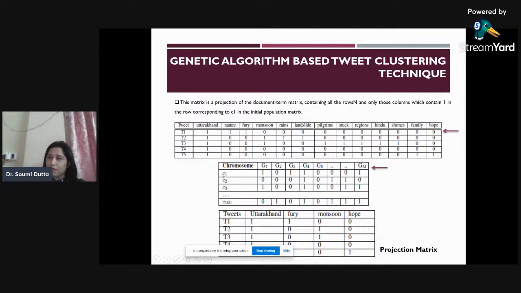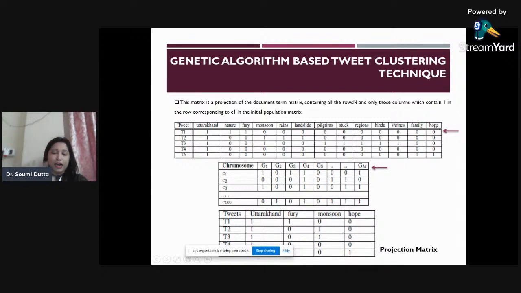So because this is my population, chromosome 1 is a solution. I'm considering this as my solution 1, or the outcome of the first clustering. That's why I have taken this first column, where I have 1 in positions 1, 3 and 4. I have tried to fetch the values: Uttarakhand, then Fury, then Monsoon, and then Hope.